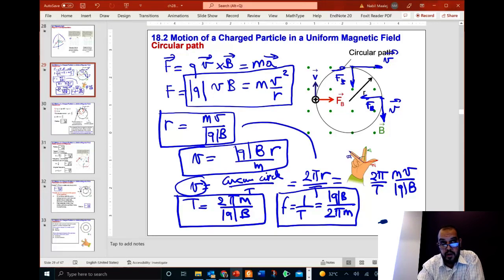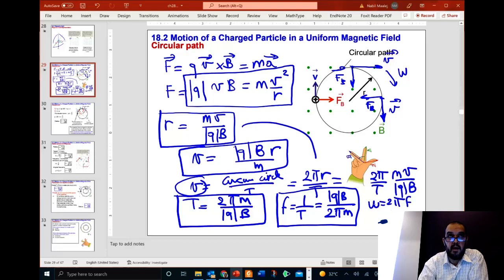I can also determine the angular speed. Remember, omega is 2 pi f. It's the number of radians per second. Remember, we have a linear speed. V is a linear speed, and omega is the angular speed. What is the relationship between omega and v? Do you remember? V is omega r.